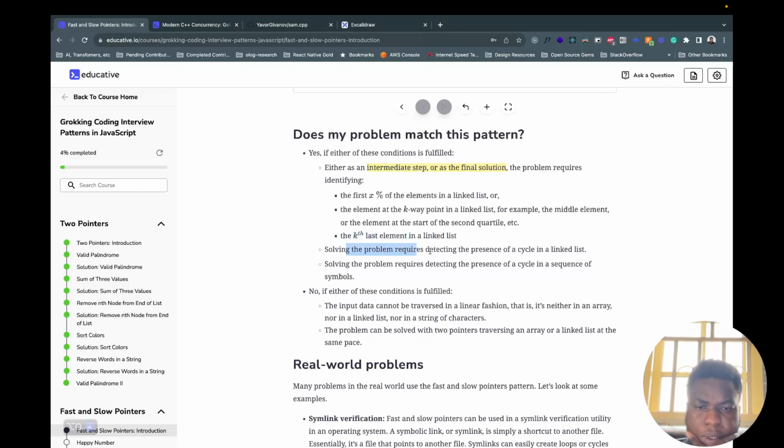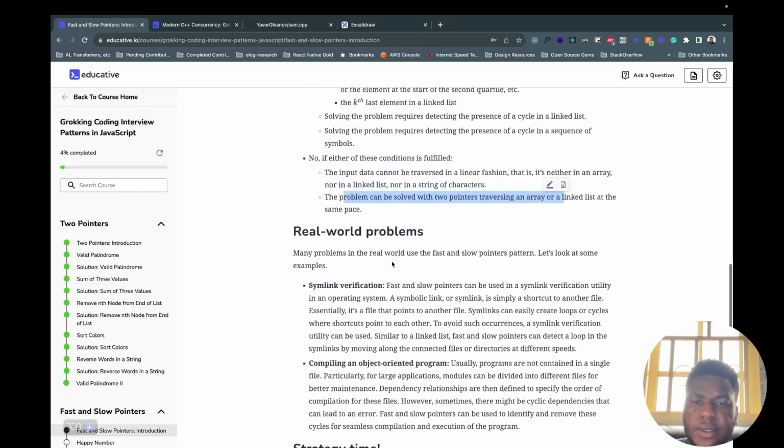Solving the problem requires detecting the presence of a cycle in a sequence of symbols. No, if either of these conditions is fulfilled: the input data cannot be traversed in a linear fashion, that is, neither an array nor a linked list nor a string of characters; the problem cannot be solved with two pointers traversing an array or linked list at the same pace. Otherwise it can be solved, in which case you do a two-pointer problem.